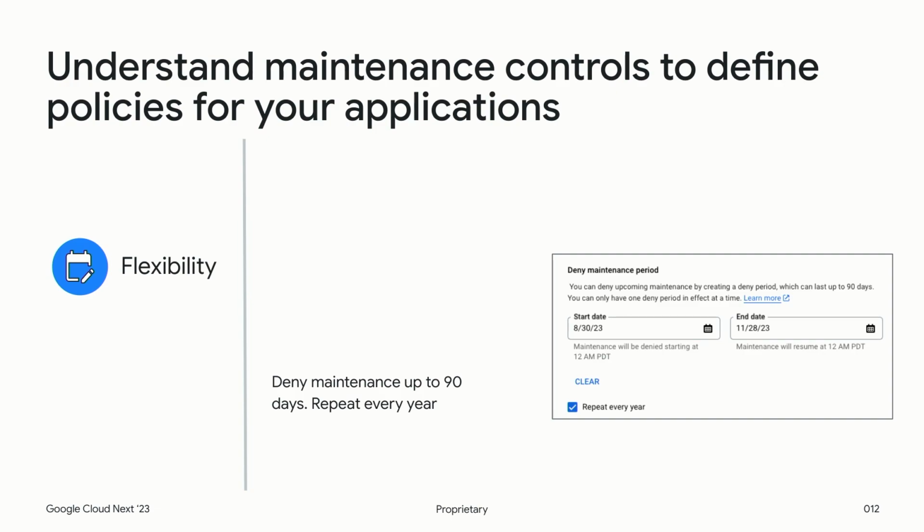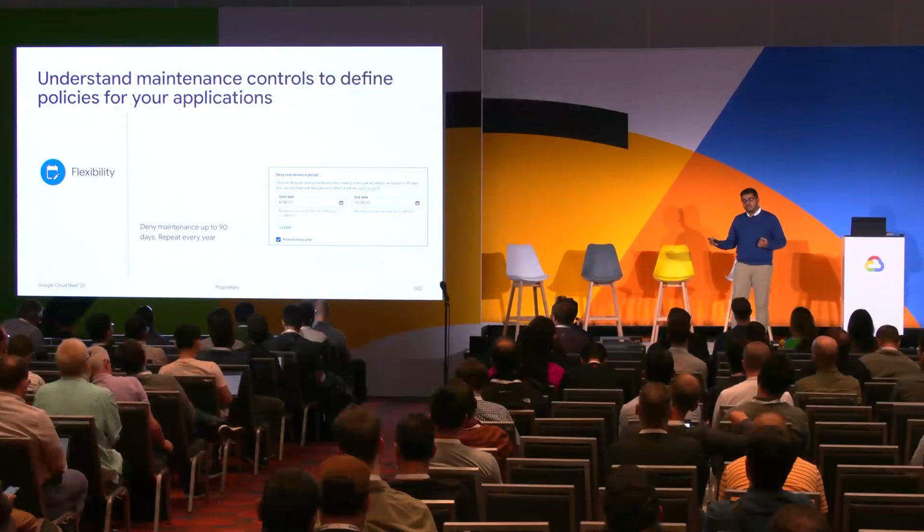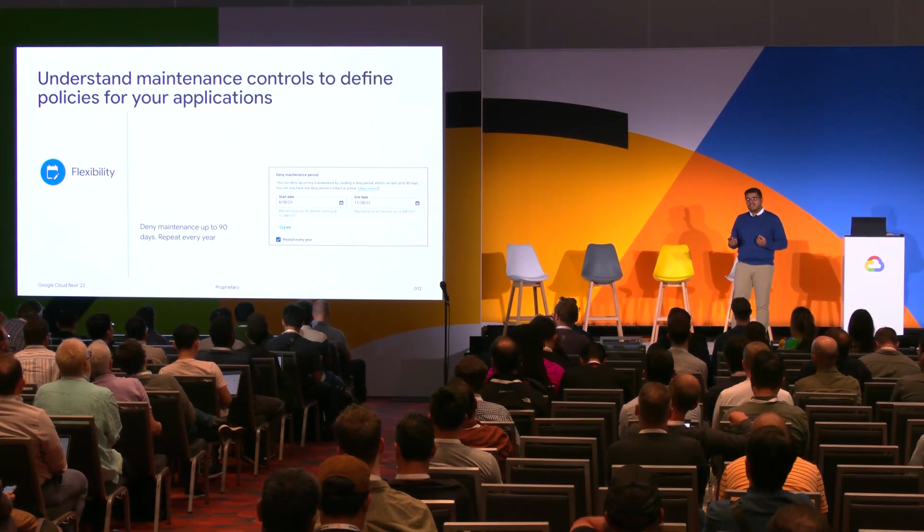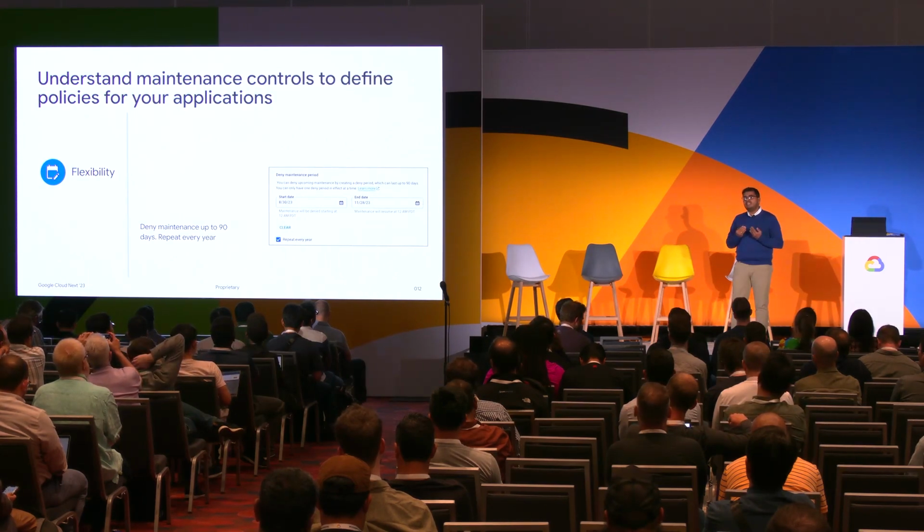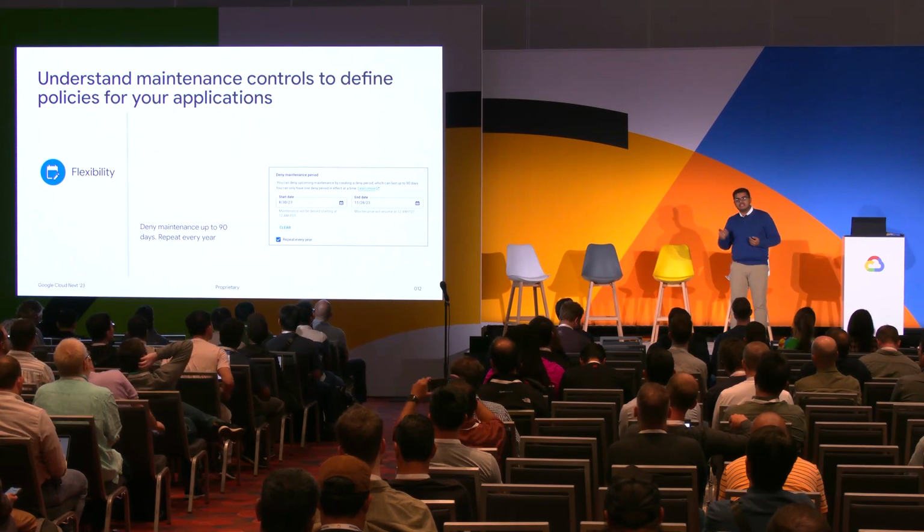So what does? Cloud SQL gives you the ability to specify a deny maintenance period of 1 to 90 days. So once you specify this deny maintenance period, Cloud SQL essentially says that we will not perform any maintenance on your instance until this deny period is over.